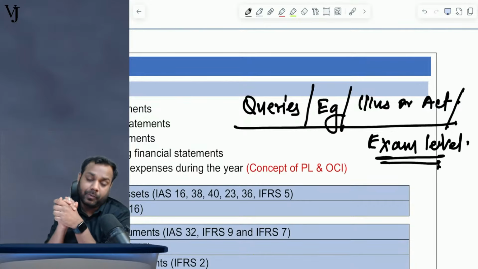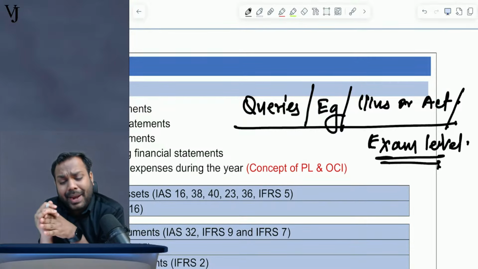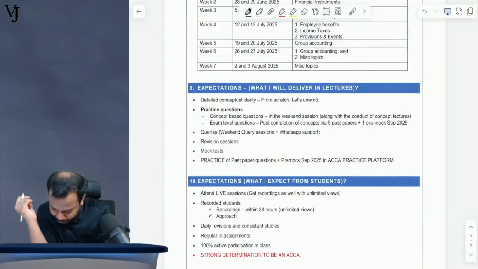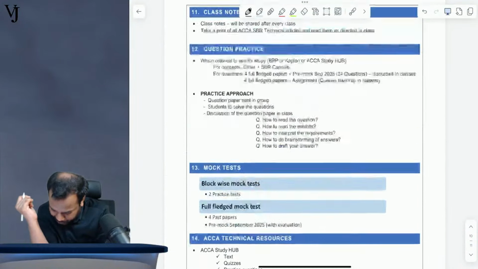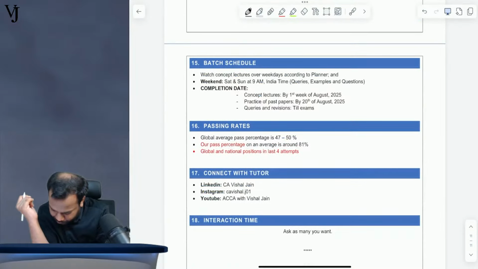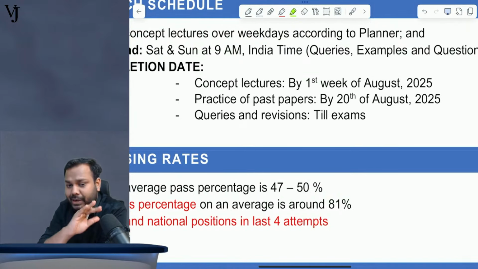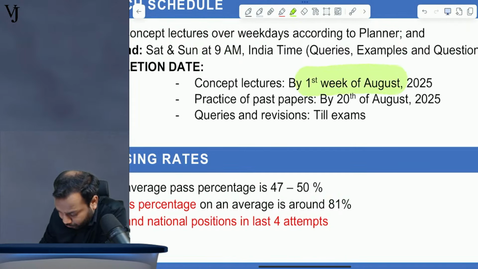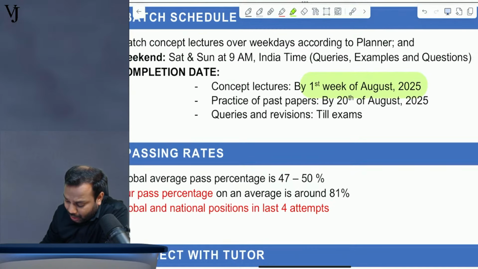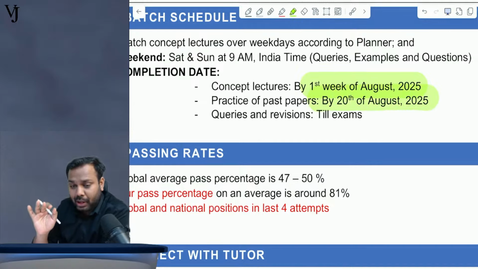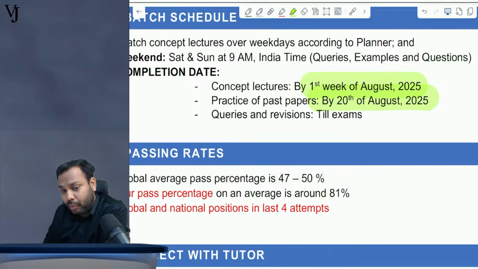Okay. Now, sir, then when are we going to practice the exam level questions? So now for that, I want to show you this part. See here. This one. So first of all, we'll try to complete the entire set of concept lectures by first week of August. Then from first week of August till 20th of August, we will be practicing the exam level questions. Okay, till 20th. Then post 20th, we will be doing queries, revisions and everything.